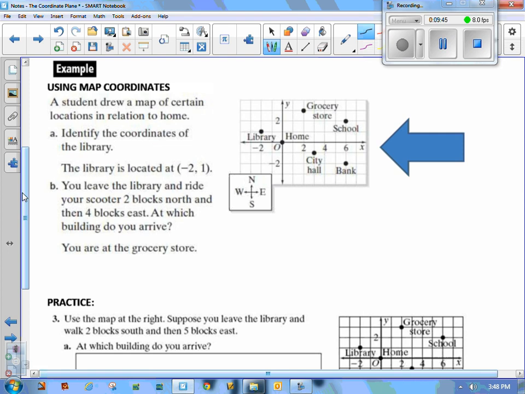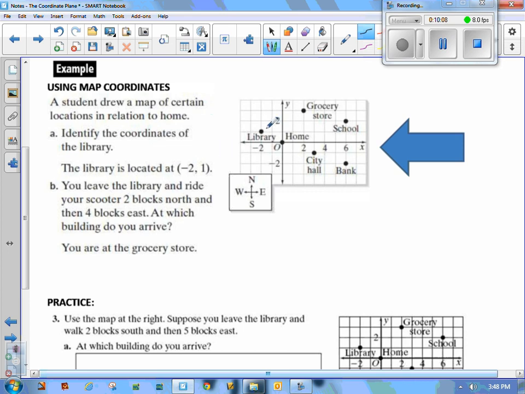In this first example of using map coordinates, it says a student drew a map of certain locations in relation to home. They ask us to identify the coordinates of the library. So if we start here at home, which is the origin, and we go to the library, we've gone over 1, 2 to the left, so that'd be -2, and up 1 positive. So that's how they get the coordinate here.